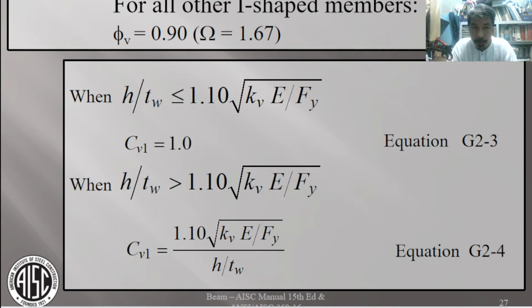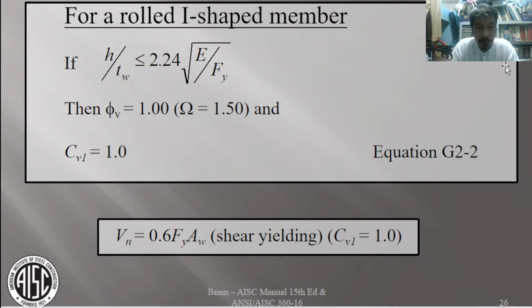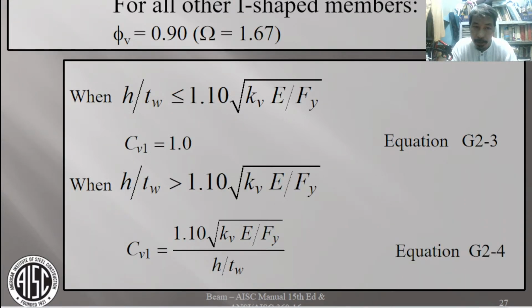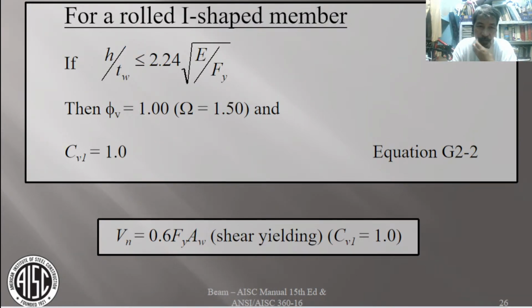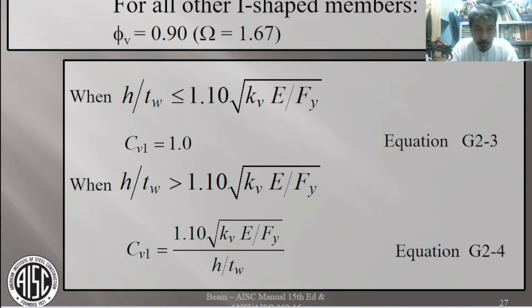So for all other I-shape members, phi shear is 0.9. So take a look. This is 1. Phi shear is equal to 1. Now phi shear is equal to 0.9 for all other I-shape members. Okay. For an I-shape member which is rolled with h over tw less than 2.24 square root of E over Fy. Okay. So this is h over tw less than 1.1 square root of kv E over Fy.